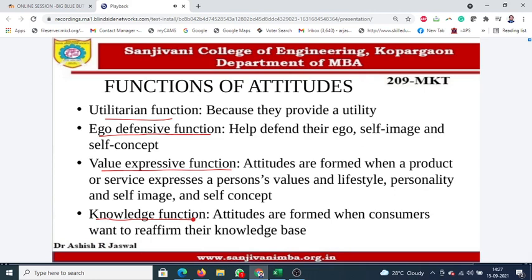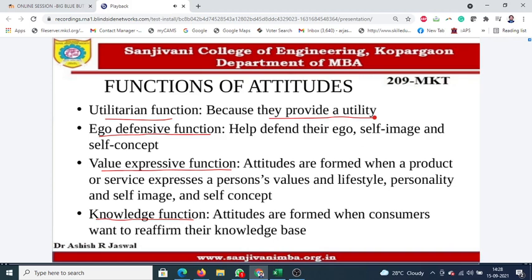Consumer will form positive attitude towards a product or service because they provide a utility. In other words, it means that the product or service is going to give a rewarding experience to the benefits they provide. Consumer learn to relate a reward with the use of offering. On the other hand, if they do not offer a rewarding experience, a consumer is going to have negative attitude towards the product.